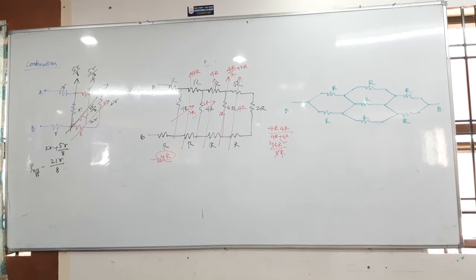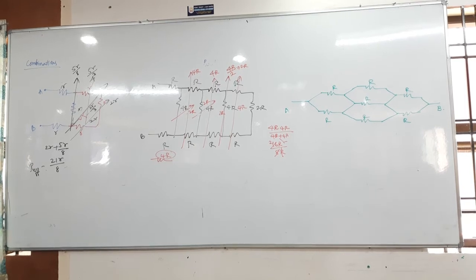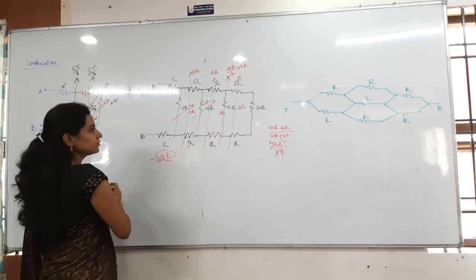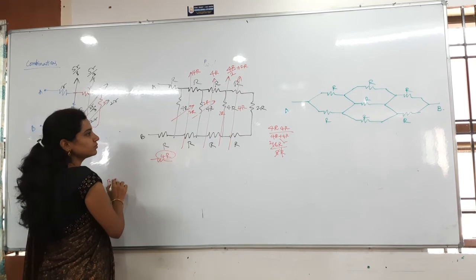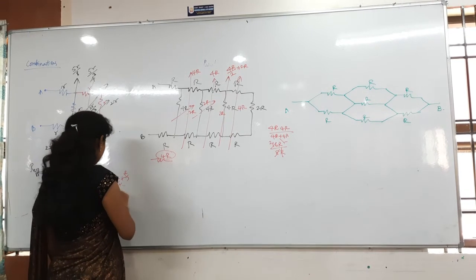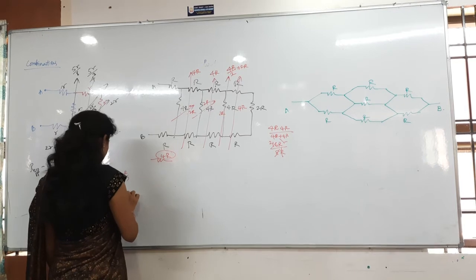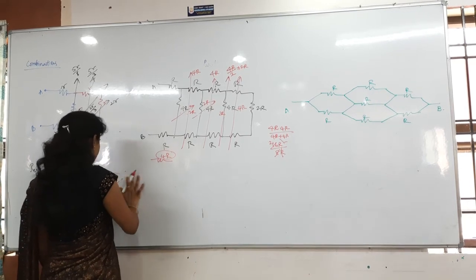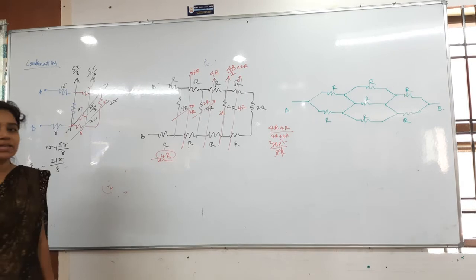Do that. Wrong. 11R/6, no. 4R/3 is the correct answer. 4R/3 is the correct answer.